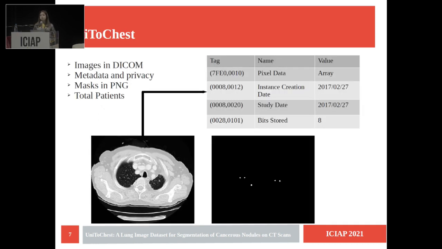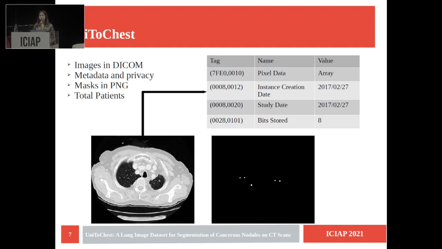Our dataset consists of lung CT scans in DICOM format. All of the metadata has been cleaned out. The sensitive patient information has been removed from the metadata file. Those CT scans that have a cancerous lung nodule present in them have their respective lung segmentation mask available in PNG. This dataset is publicly available and is ready to use for the researchers.